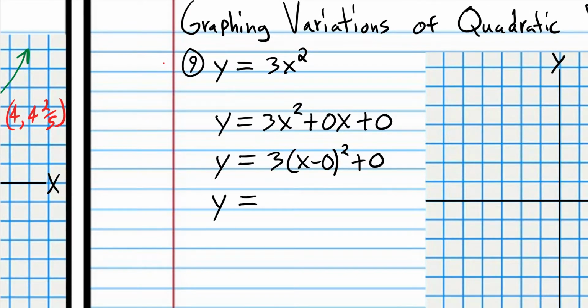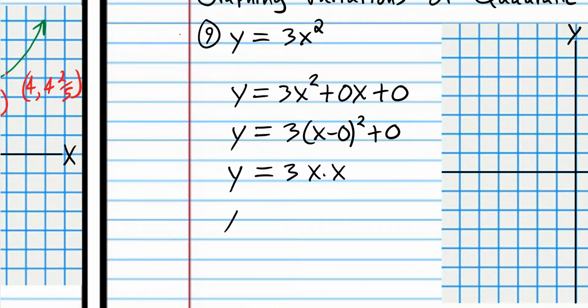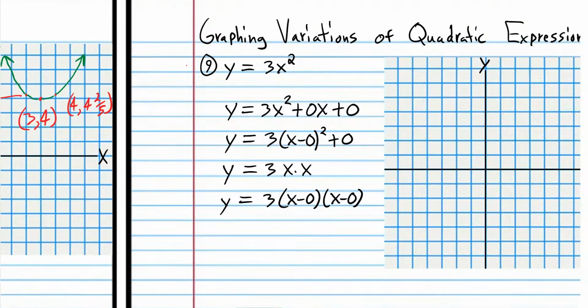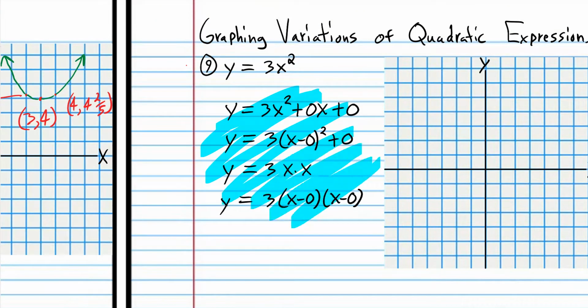A third way to do this problem is to consider this to be intercept form. Isn't it true that I can just take x squared and factor it so it's x times x? And then I can change each x to x minus 0. As we explained up here, x is the same thing as x minus 0. So I can just replace each one of those with x minus 0. And now it's in intercept form.